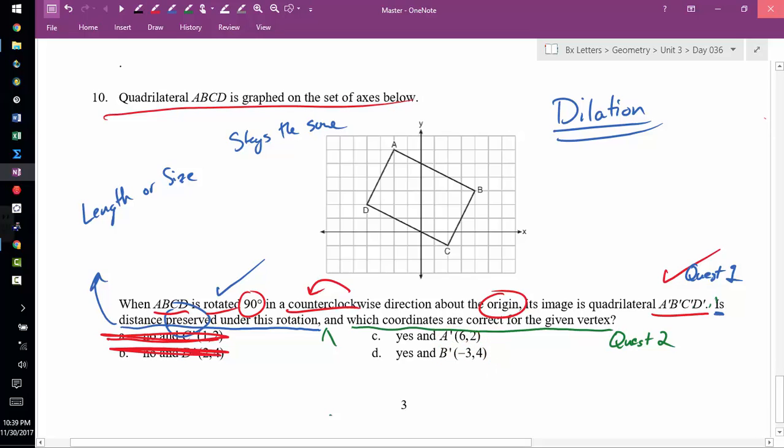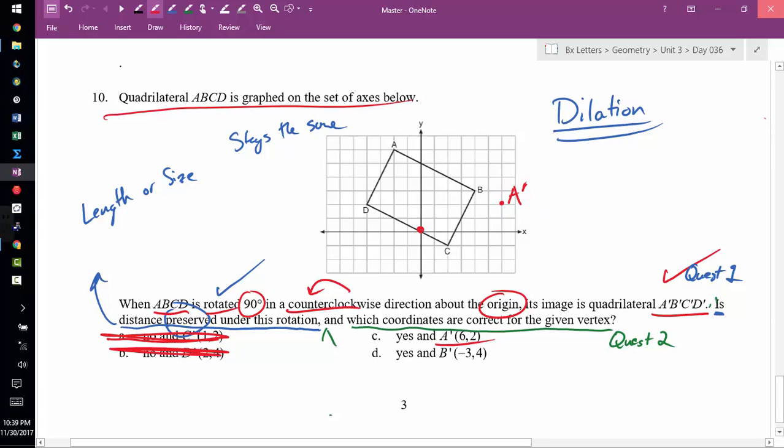Instead of trying to do the rotation, just graph these points. A prime, 6 comma 2. So that's 6 in the x, 1, 2, 3, 4, 5, 6, and 2 in the y, 1, and then 2 is up there. So they're saying A prime should go right there. And we have to check, could this be right or is it obviously wrong?